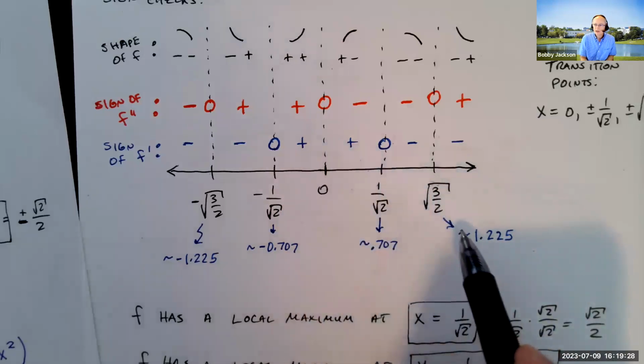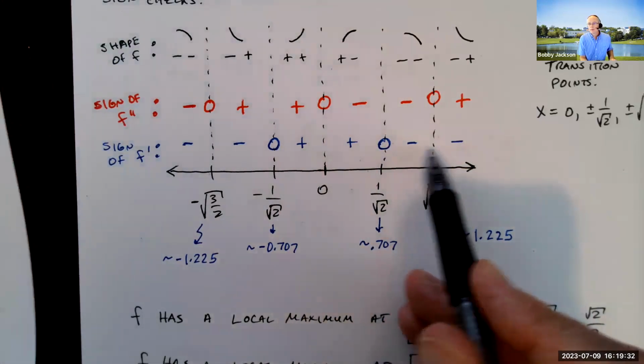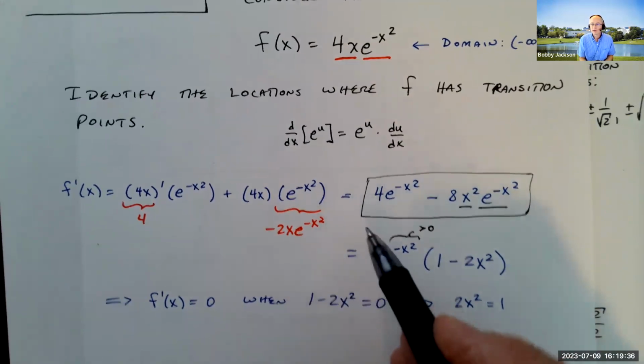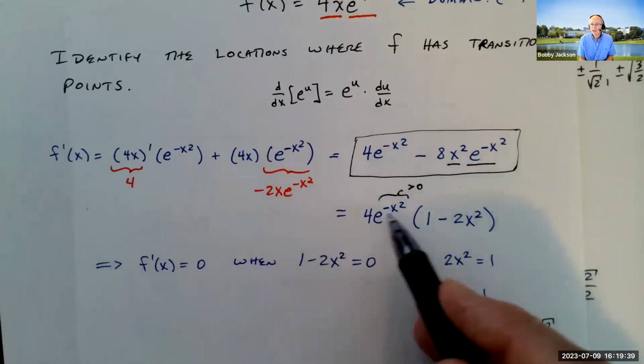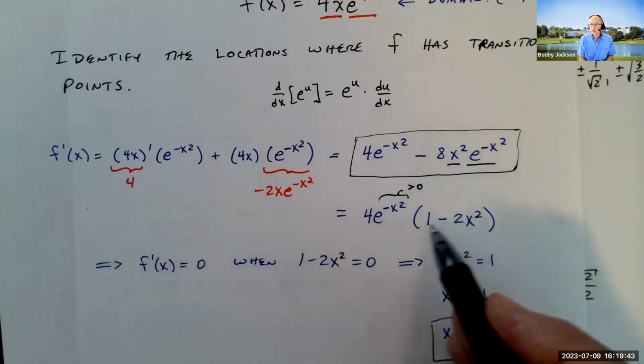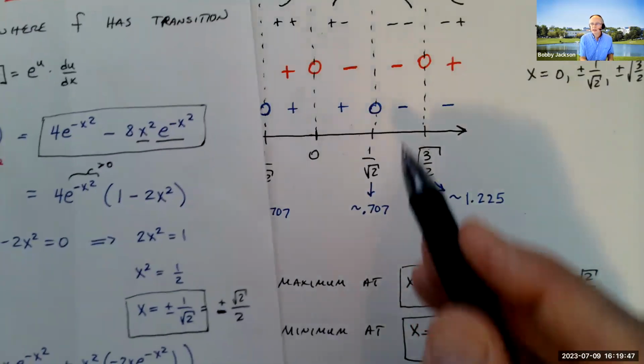If I plug in something bigger than 0.707, like 1, I'm going to get a negative value for my derivative. So going back to the first derivative, I plug in 1. Again, this is positive. 1 minus what? 2 times, plug in a 1. 1 squared is 1. 1 minus 2, -1. So negative times positive, I get negative values.